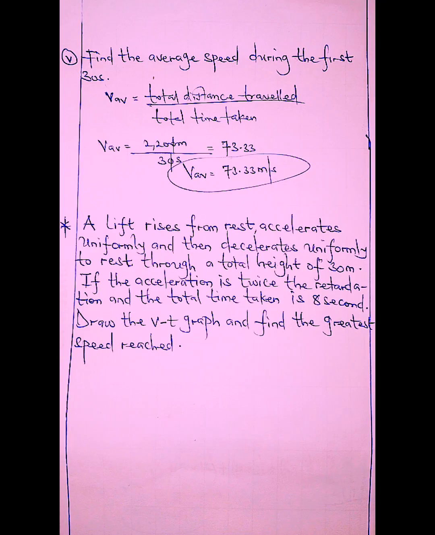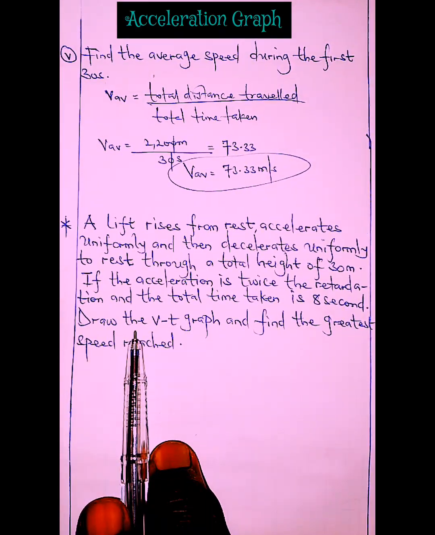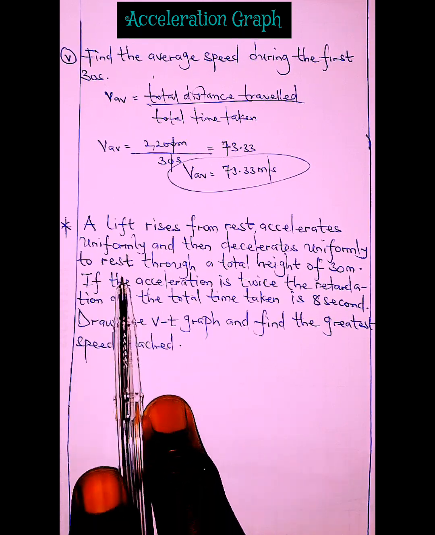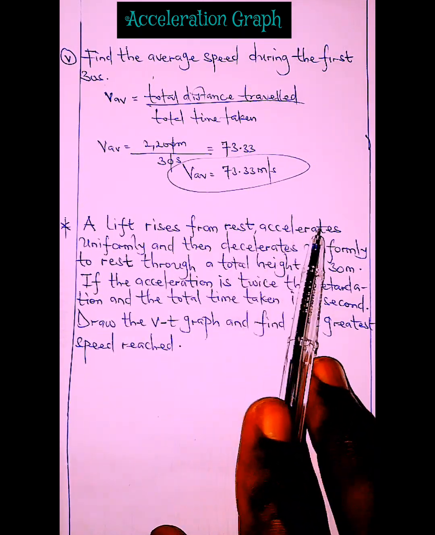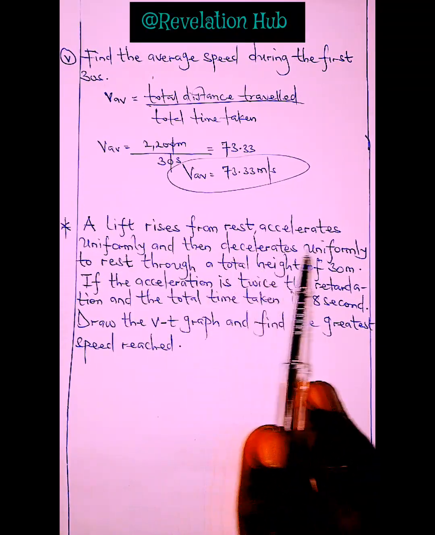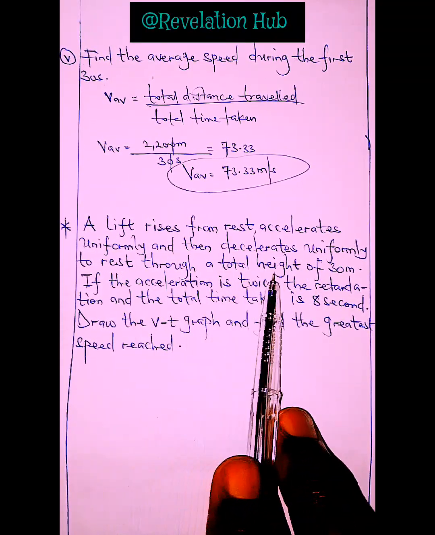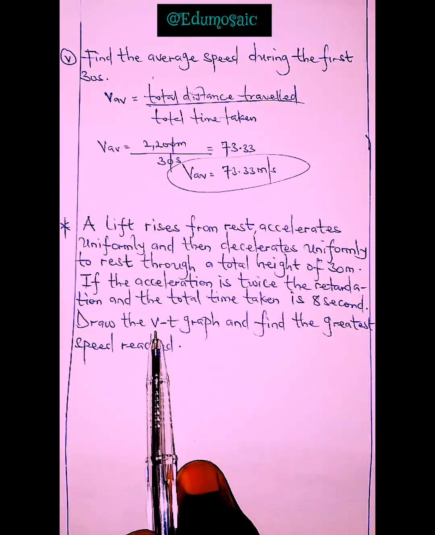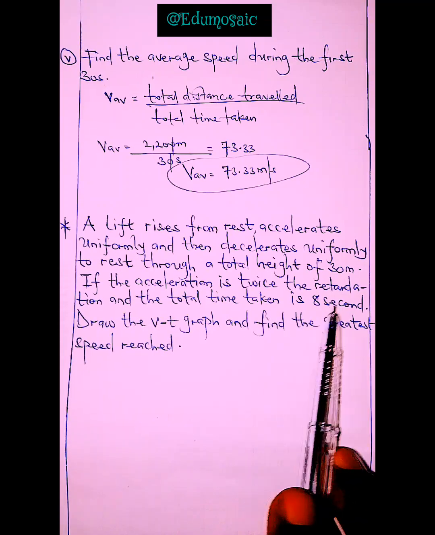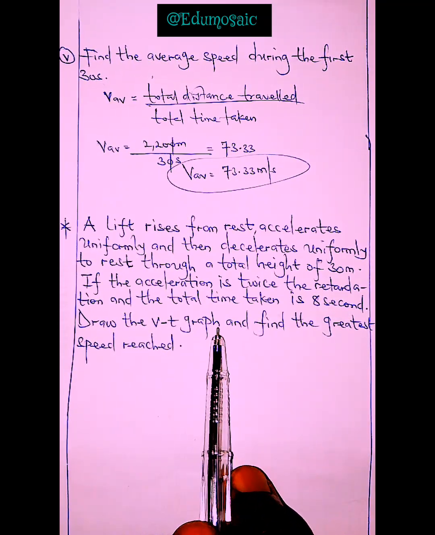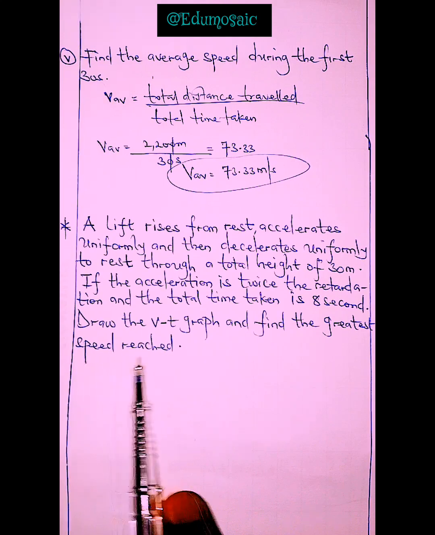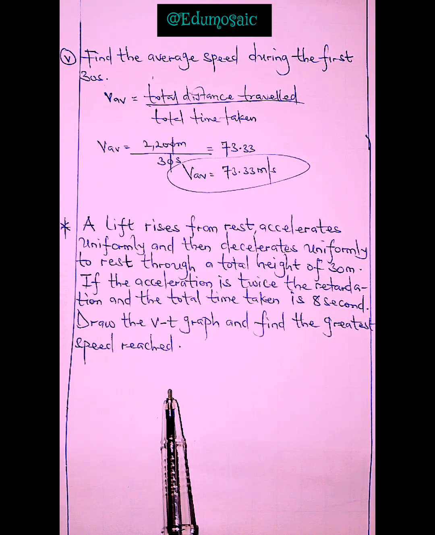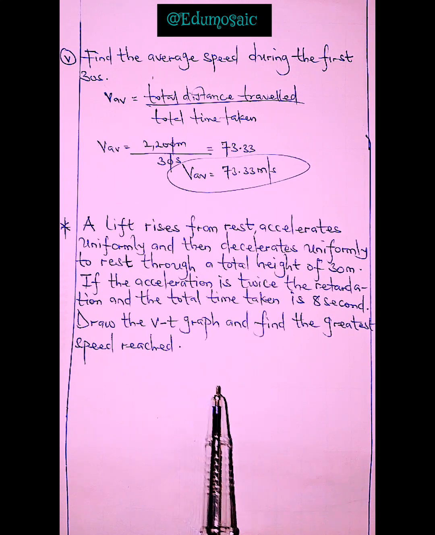As easy as that. Okay, it's time for question 2. Let's look at another witty question. This question is simple but very witty and interesting. So look at this. A leaf rises from rest, accelerates uniformly, and then decelerates uniformly to rest through a total height of 30 meters. If the acceleration is twice the retardation or deceleration, and the total time taken is 8 seconds, draw the velocity-time graph and find the greatest speed attained. Now, this question is very simple, but it will get you thinking. It will force you to really be creative.